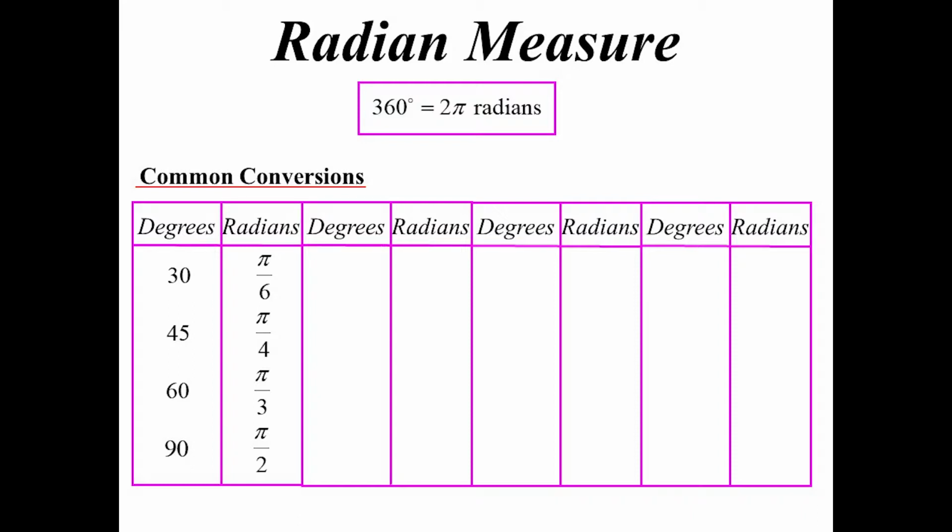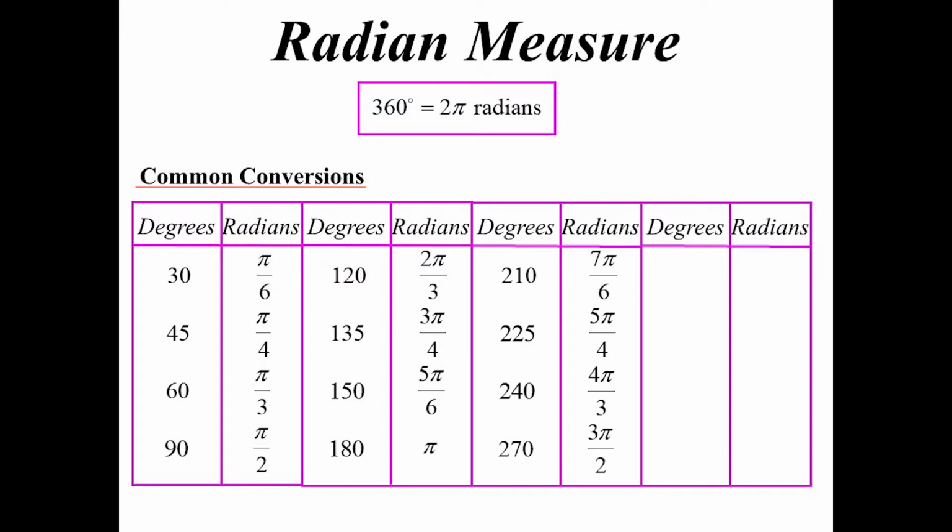In the second quadrant, the numbers we'll see cropping up a lot: 120 degrees would be 2 pi on 3, 135, 3 pi on 4, 150 is 5 pi on 6, and then 180, we get to pi. So there's our second quadrant.